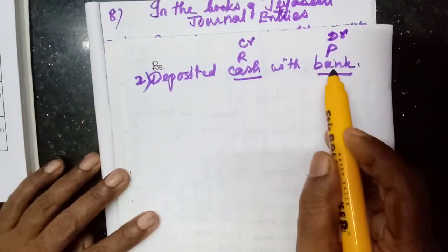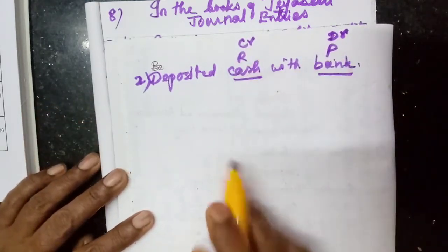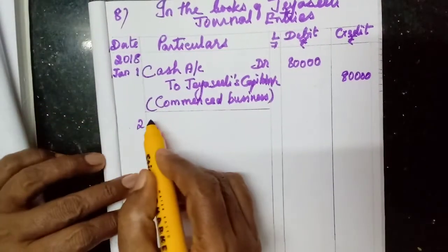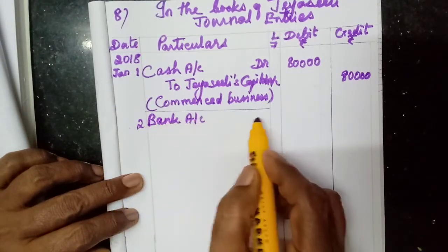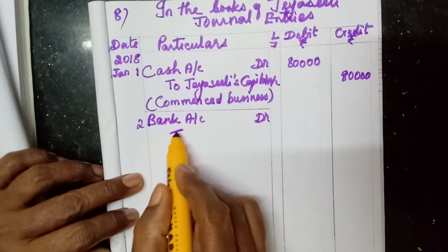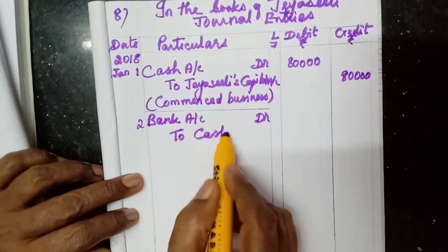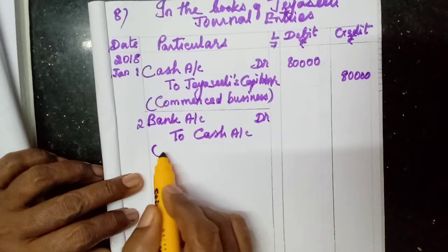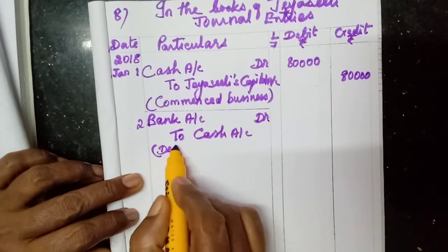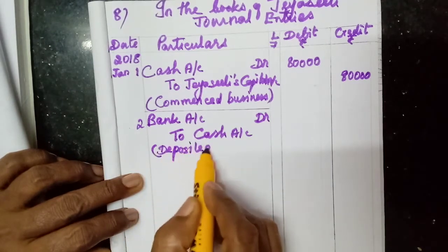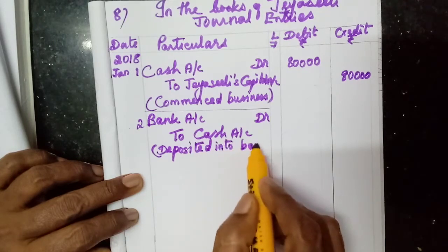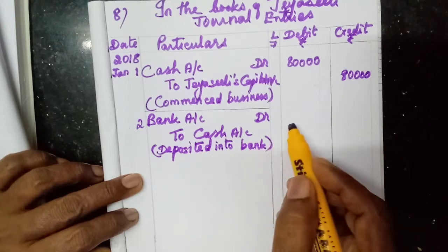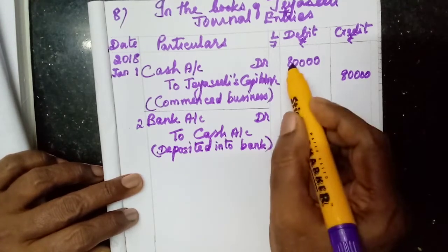So what is the entry? Bank account debtor to cash. Okay. Bank account debtor to cash. The same way you have to write bank account debtor to cash account. Okay. Deposited into bank. You can write deposited cash into bank. Okay, how much amount? 40,000. Right, straight to that one.